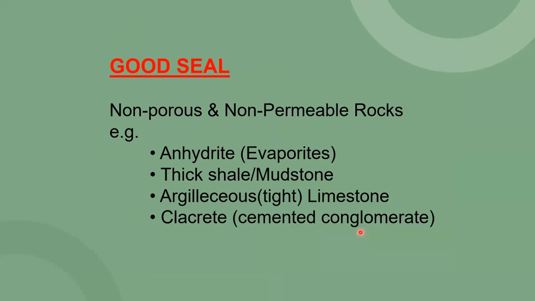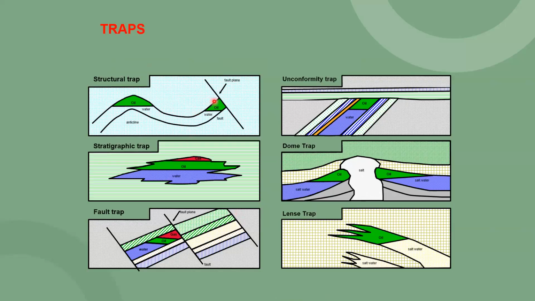So what is a good seal? A good seal is normally non-porous and also non-permeable. Seal means that the hydrocarbon has to be sealed, so it cannot propagate to the upper side. Like over here, if you look at this one, here is a seal, this is a seal rock, and in that case, this is a seal. So the seal is very important.